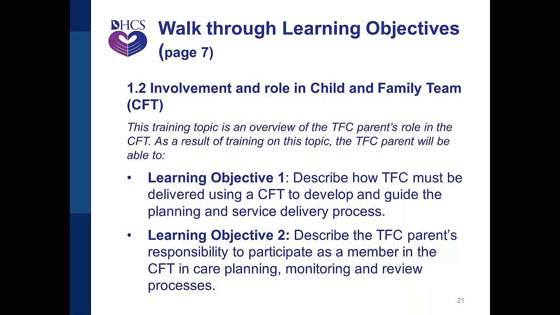So again, here are the learning objectives for this area. Remember, we're looking at training topics and learning objectives where we want the parent to be able to demonstrate knowledge, skills, and abilities to handle this work. The first learning objective our group developed was to describe how TFC must be delivered using a child and family team to develop and guide the planning and service delivery process. The second learning objective was to describe the TFC parent's responsibility to participate as a member in the child and family team in care planning, monitoring, and the review process.